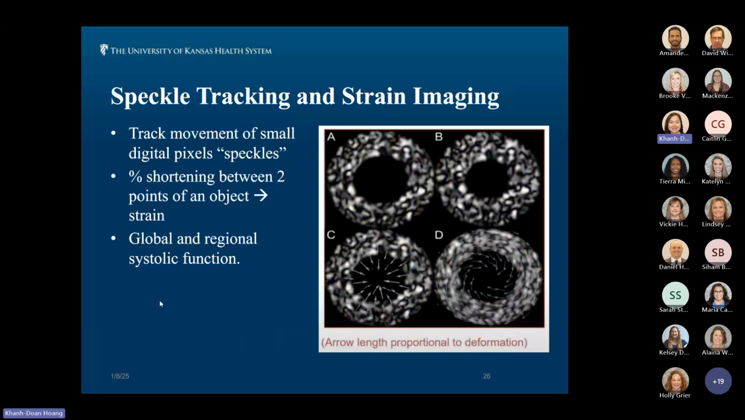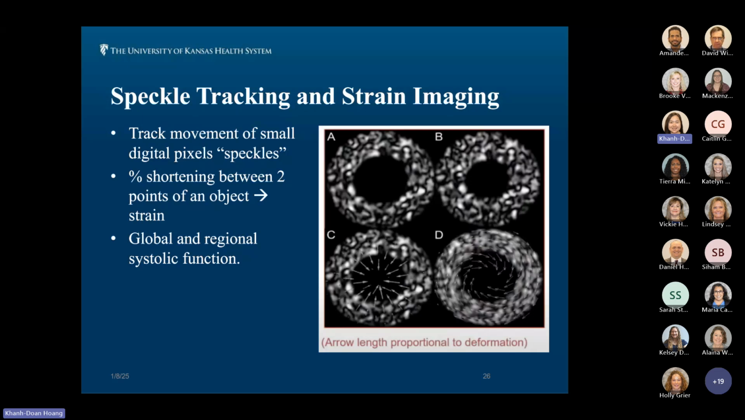All right, so now we're going to move on to speckle tracking and strain imaging. And this topic is going to be further discussed in a separate lecture in the next few weeks, but we'll briefly go over some important concepts.